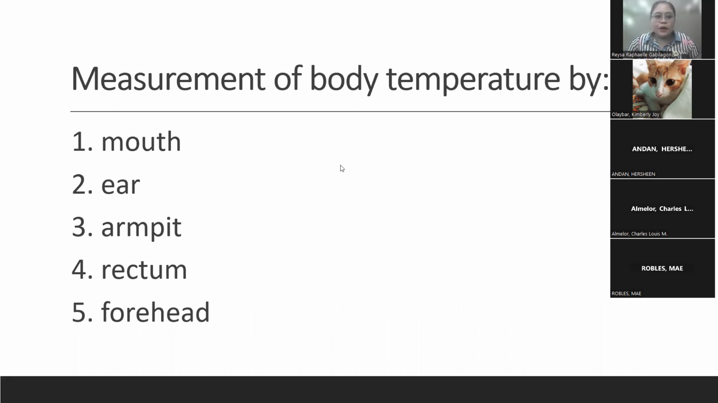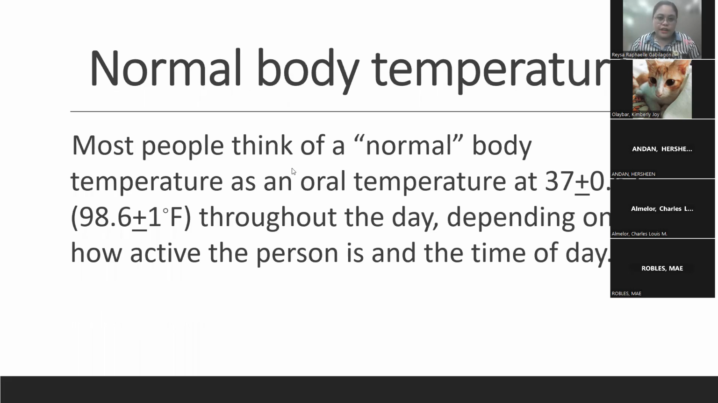Wala. So how do we measure our body temperature? We can measure our body temperature using the following parts of the body. You can measure it through the mouth, the ear. Most of the time, we do that through the armpit. Others measure it through the rectum, especially for children. And then we have the forehead. So what's our normal body temperature? Our normal body temperature orally is 37 plus and minus 0.6 degrees Celsius.